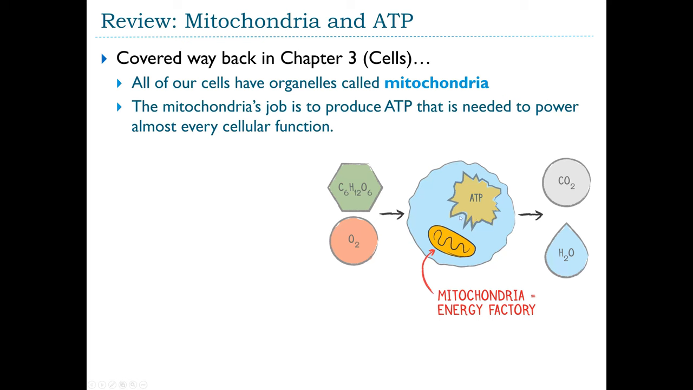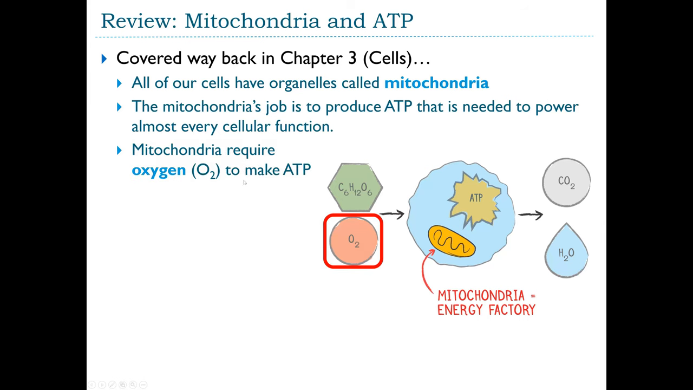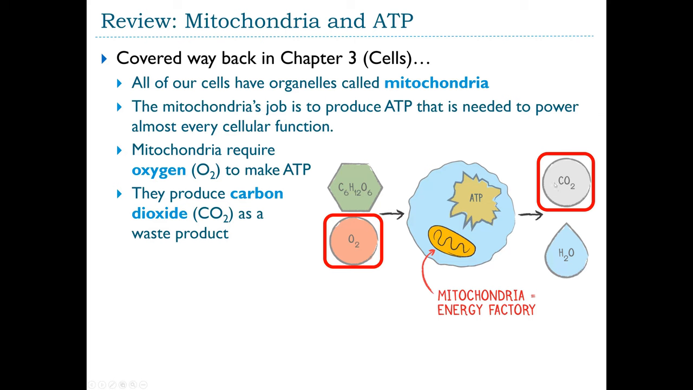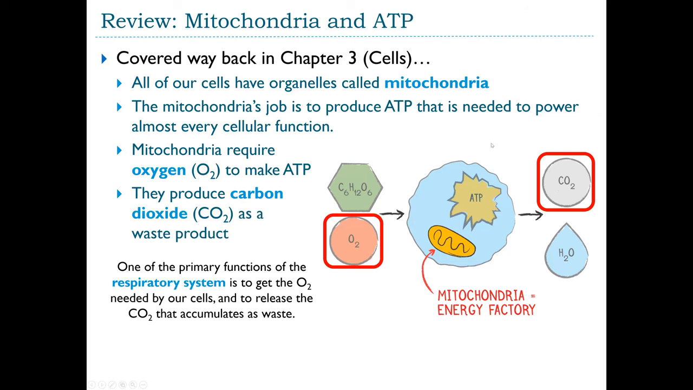So as a reminder, the mitochondria inside our cells act as the energy factory for making ATP. And in this process, they use glucose and oxygen to produce the ATP, and the waste products are carbon dioxide and water. So mitochondria require oxygen in order to make the ATP, and they produce carbon dioxide as a waste product. So one of the primary functions of the respiratory system is to get the oxygen needed by our cells into our body, and also to release the carbon dioxide that accumulates as waste to the outside of our body.